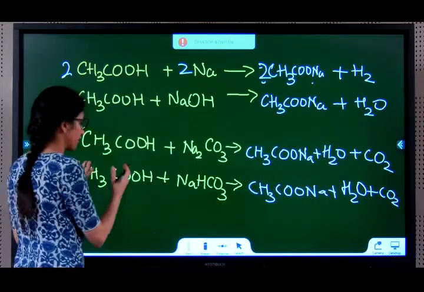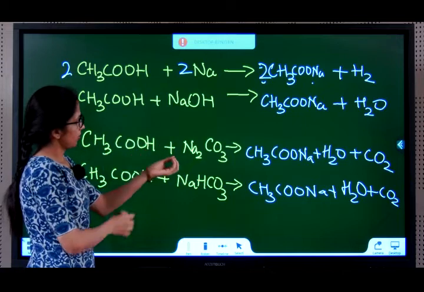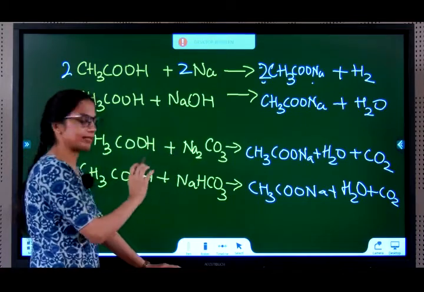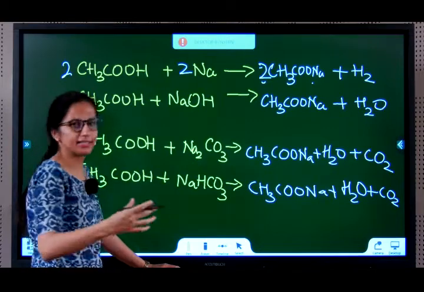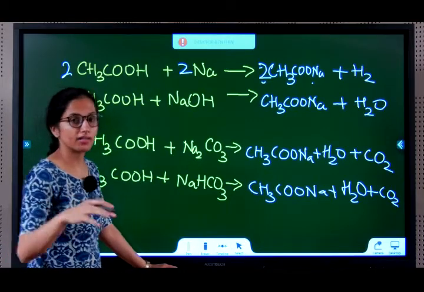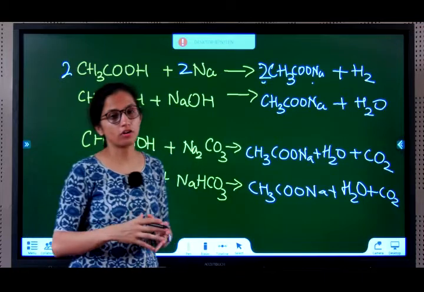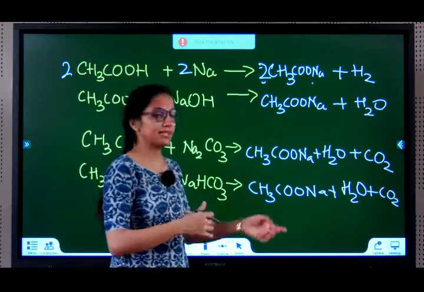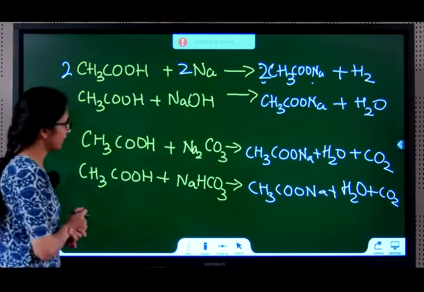If you make ethanoic acid react with sodium carbonate or sodium bicarbonate, this is an activity in the textbook, a gas is released. How do you test the gas? If you pass it through lime water or calcium hydroxide solution, it turns the solution milky, hence confirming that the gas is carbon dioxide. Okay.